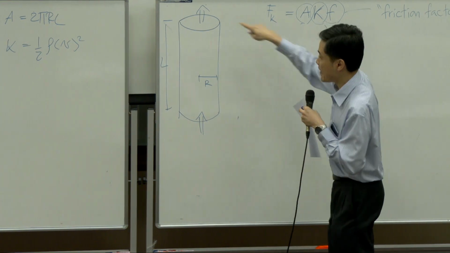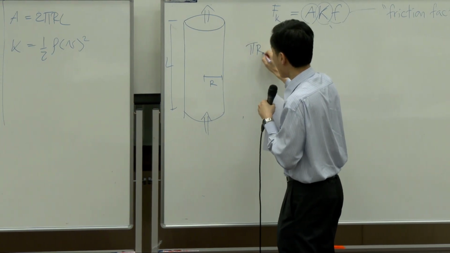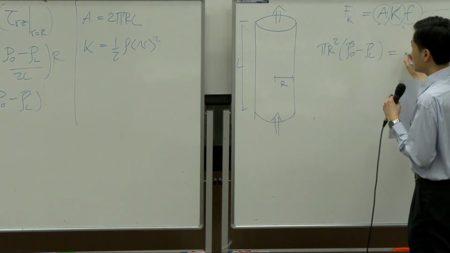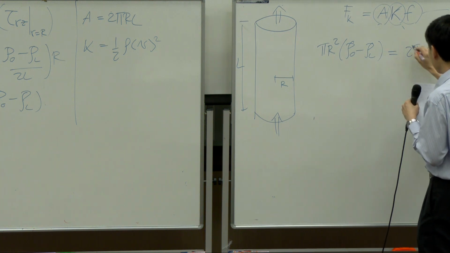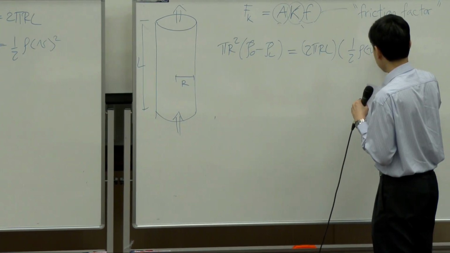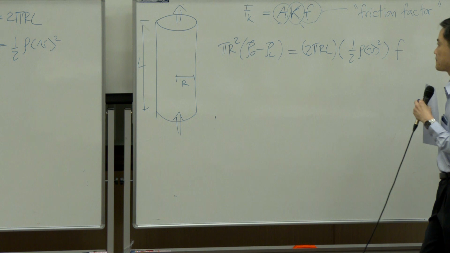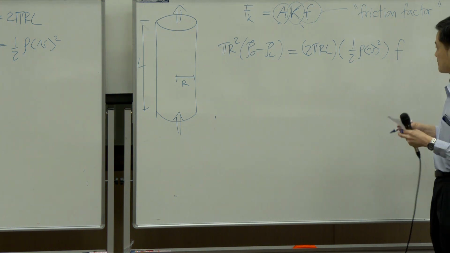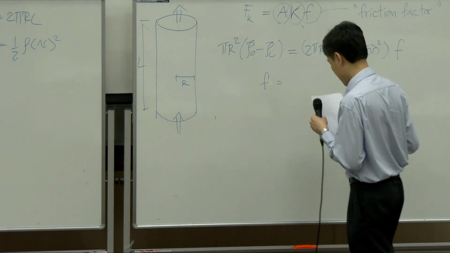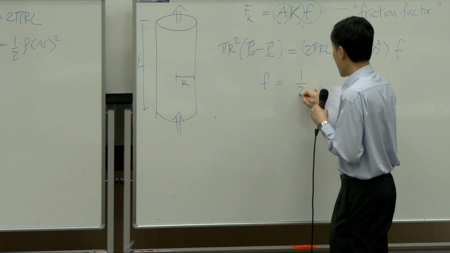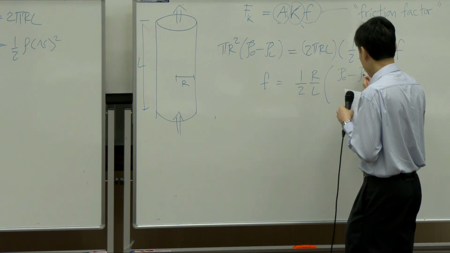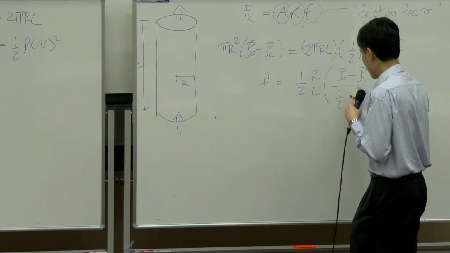If I replace Fk from what I found over there, that's pi R squared (P0 minus PL) equal to A, which would be 2 pi RL times K, 1 over 2 rho V squared, times f. Okay? If I rearrange the equation, I get f equal to 1 over 2 capital R over L, (P0 minus PL) over 1 over 2 rho V squared.